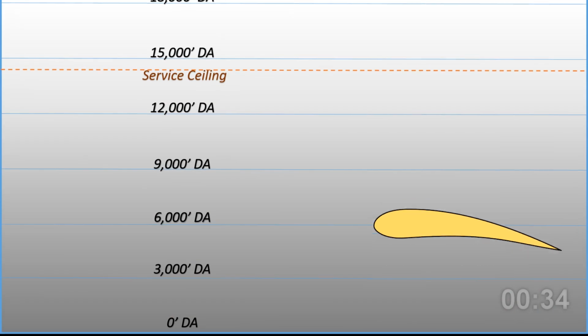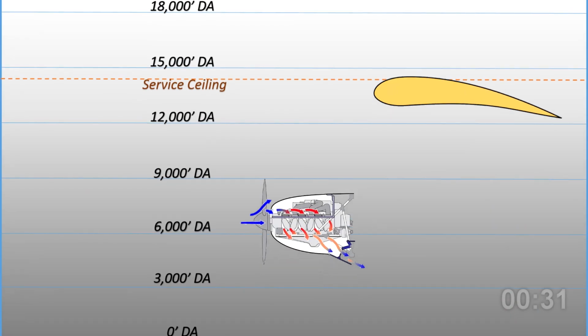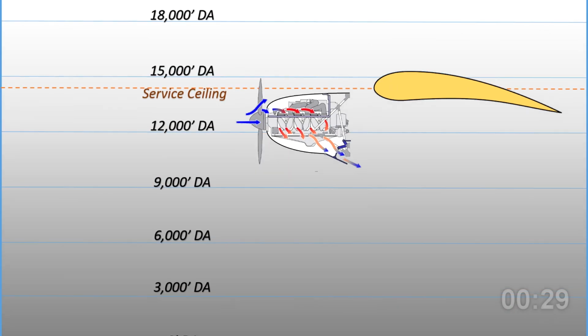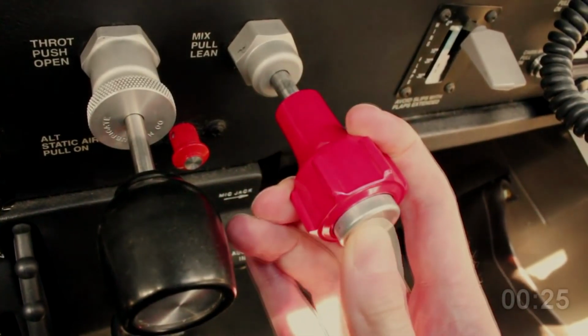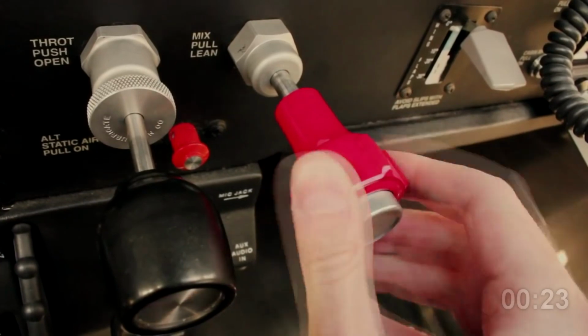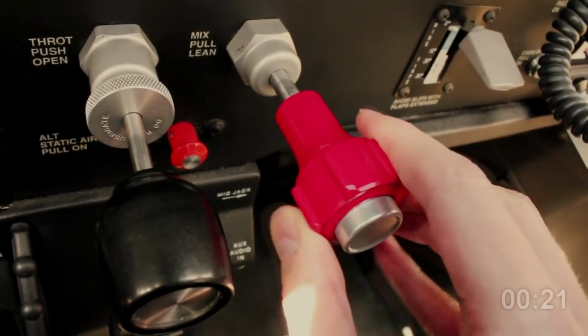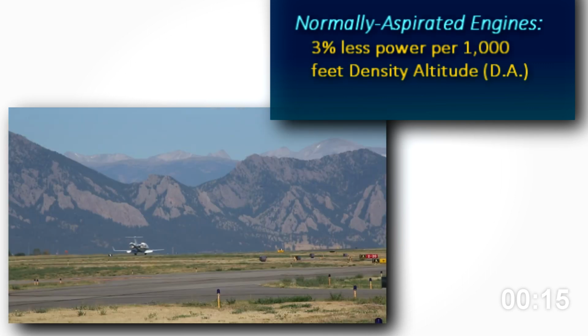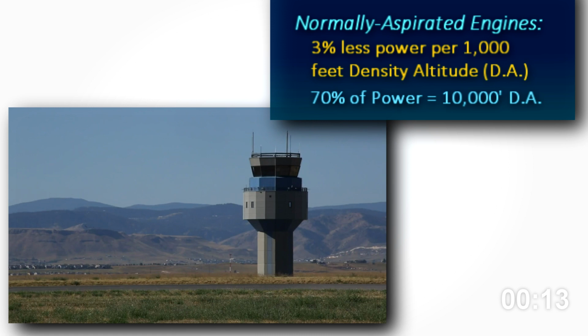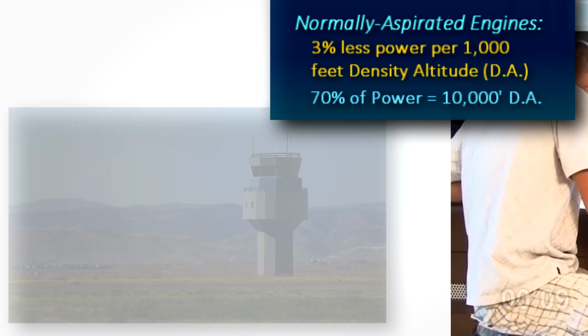The airplane wing is getting less air to react to, as the normally aspirated engine has less air to mix with the fuel, throwing the air-fuel ratio off. That's why leaning the engine with the mixture control is critical above altitudes greater than 3,000 feet. Normally aspirated engines develop 3% less power for each 1,000 feet of density altitude gained. That translates to 70% power at 10,000 feet density altitude.